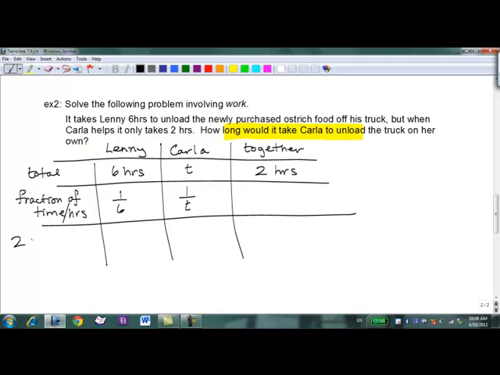Now, since it's 2 total hours of work, what we're going to do is multiply both of those by 2. So 1/6 times 2 is 2/6. And 1/t times 2 is 2/t. And the total together is 2/6 plus 2/t, and that has to equal 1 complete amount of work.